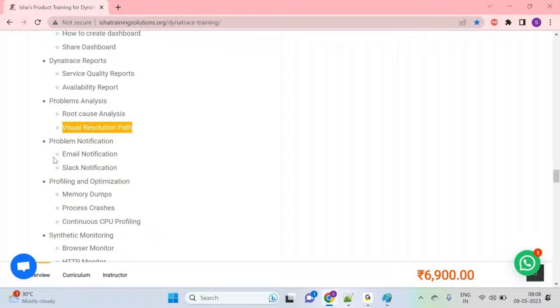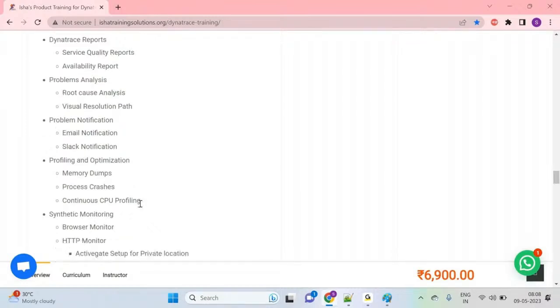And when some problem happens in the application, I want to get some notification, alerting, right? Dynatrace has a lot of capabilities, and two of them we are going to show you. One is email notification, another one is Slack notification. Slack is a chatting tool, guys. We are going to see both the Slack notification and the email notification.